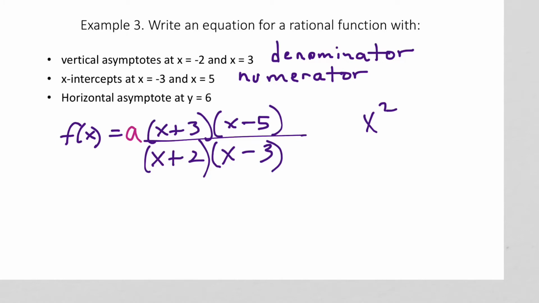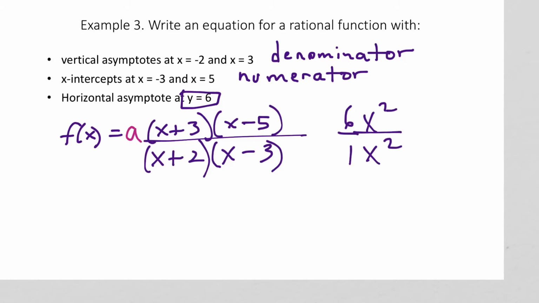And then on the bottom, if I distribute all this out, it's going to have a leading term of power 2 as well. All right, so the rule that would apply for figuring out the horizontal asymptote of this function would be same over same. So we want the ratio of the coefficients of the leading terms. We're told that that ratio is 6, so that must be 6 over 1 in order to give you the ratio that they're saying is 6.